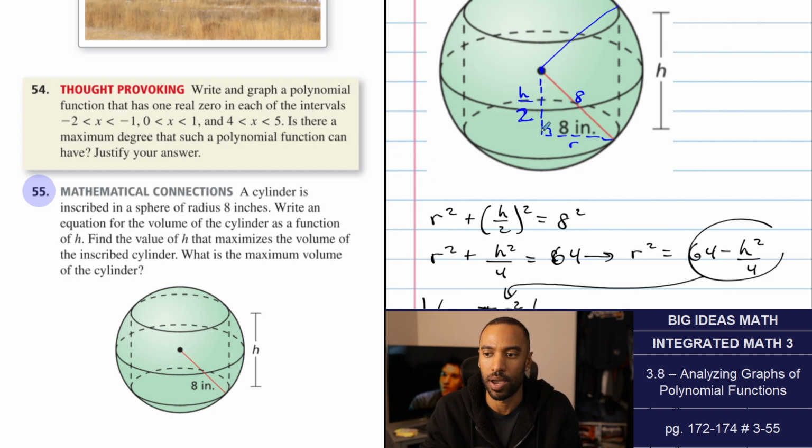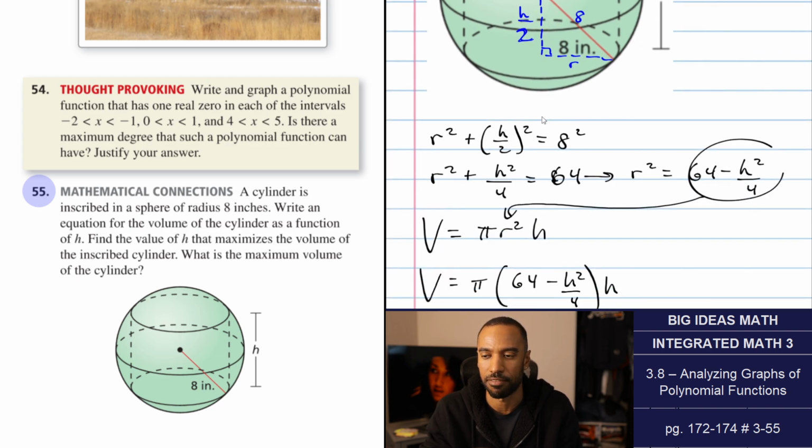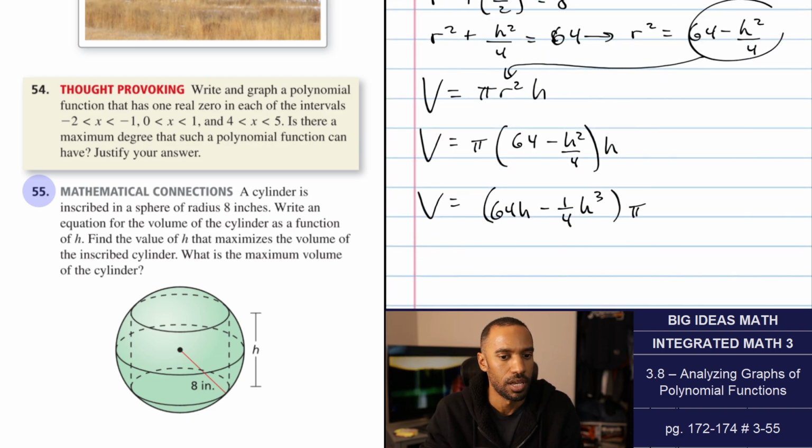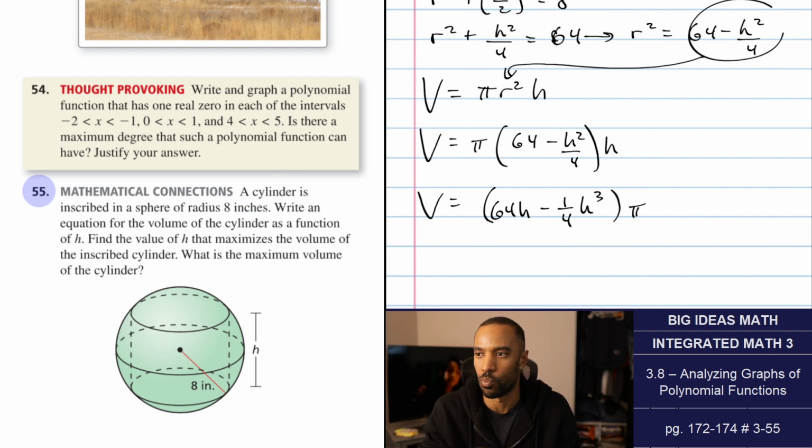The r here, by the way, is not the radius of the sphere. It's the radius of my cylinder. Keep that in mind, that being half the height. So that's what I have for this. Write an equation. Find the value of h that maximizes the volume of the inscribed cylinder. What is the max volume?